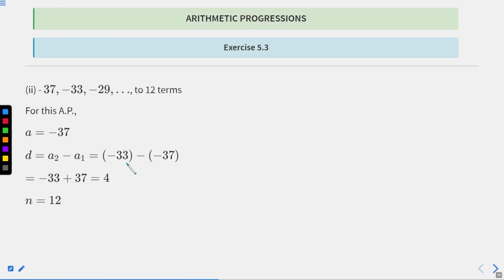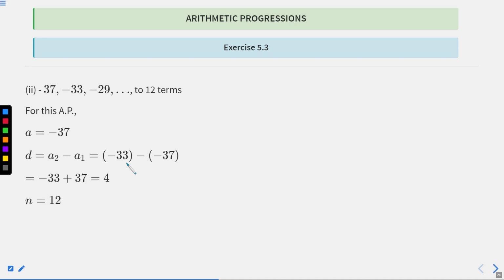And in the second one, we are given this AP: minus 37, minus 33, minus 29, dot dot dot to 12 terms. For this AP, a is equal to minus 37, and the common difference d is equal to A2 minus A1, that is minus 33 minus of minus 37, which is minus 33 plus 37, that is equal to 4. And the number of terms n is equal to 12.